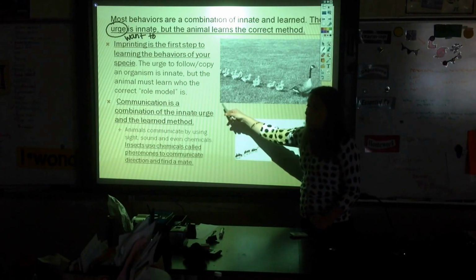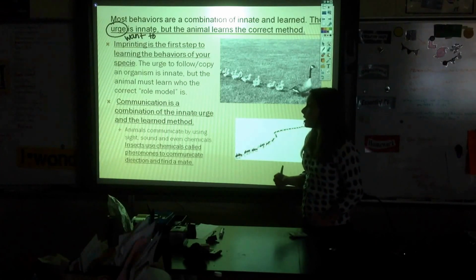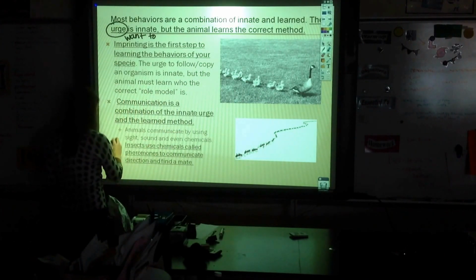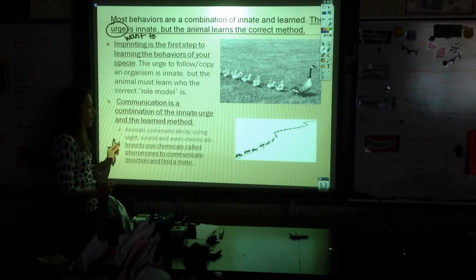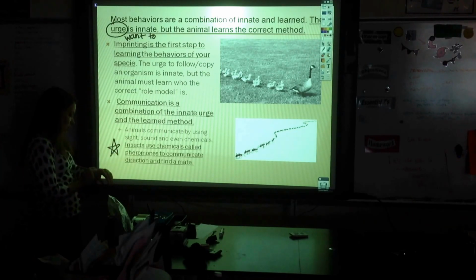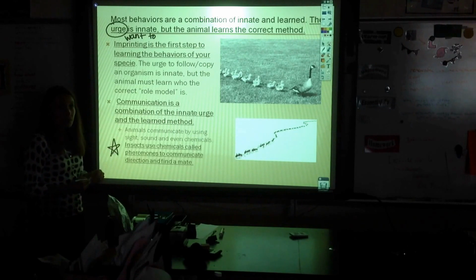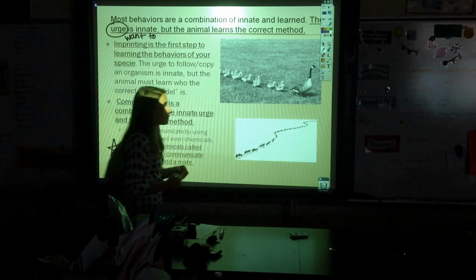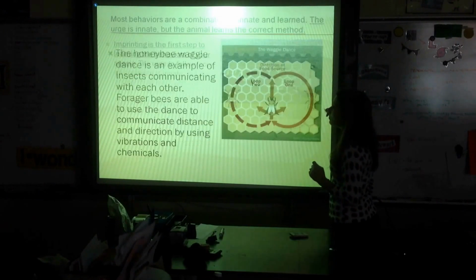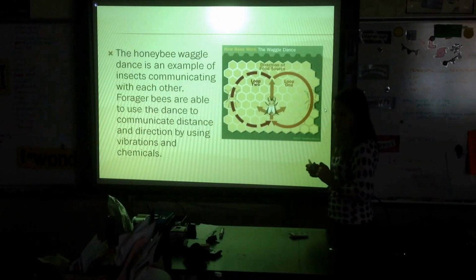Communication is also a really good example of the innate urge and the learned method. I want to do it, but I need to learn how. Animals communicate by using sight, sound, and even chemicals. And we need to put a big star here. Insects use chemicals called pheromones to communicate direction and to help find a mate. So looking at how some behaviors are a combination.